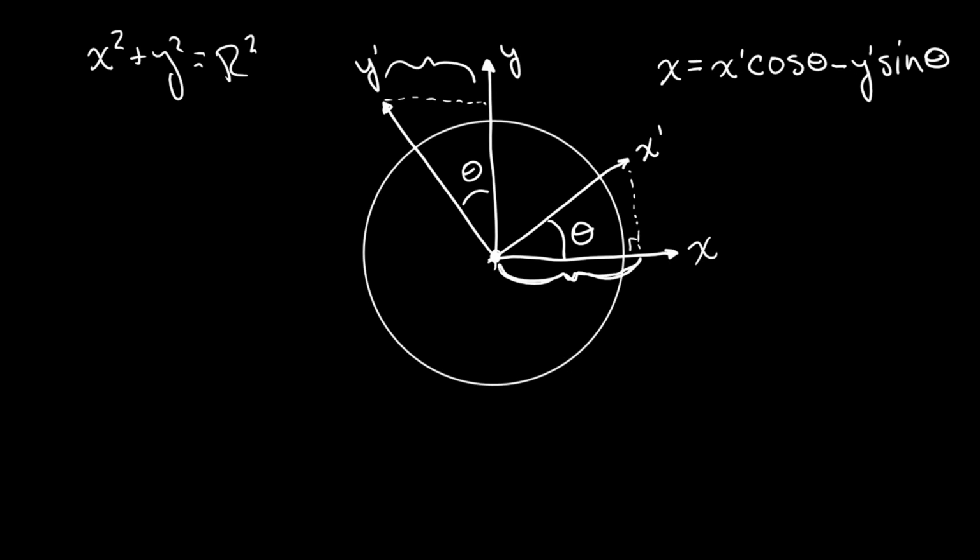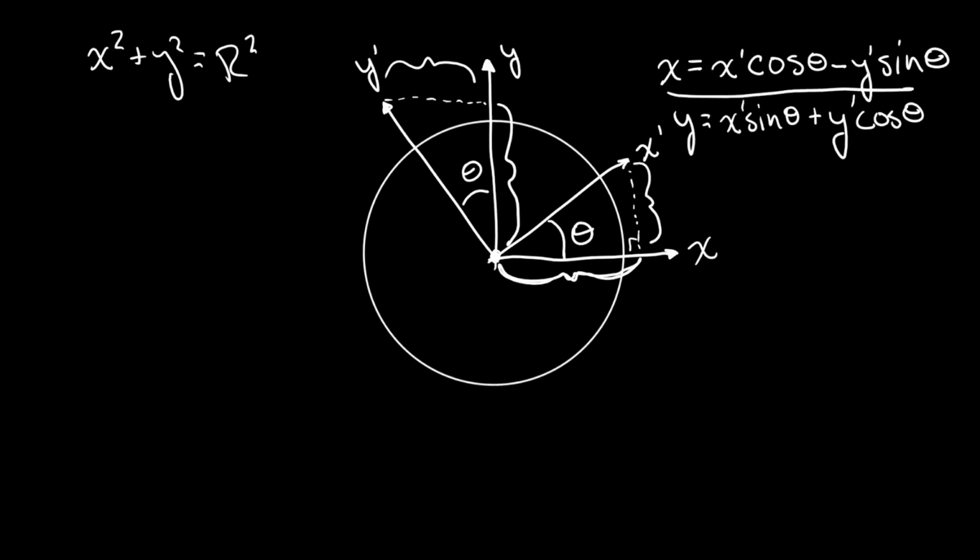Okay, so I can do a similar thing with y. The x prime part which lies along y is positive because it points in the positive direction of y. So this is x prime sine theta. And of course this is the part of y prime which lies along the old y-axis, again in the positive direction. So that's y prime cosine theta. Okay, so now all we have to do is plug these expressions for x and y into this equation.